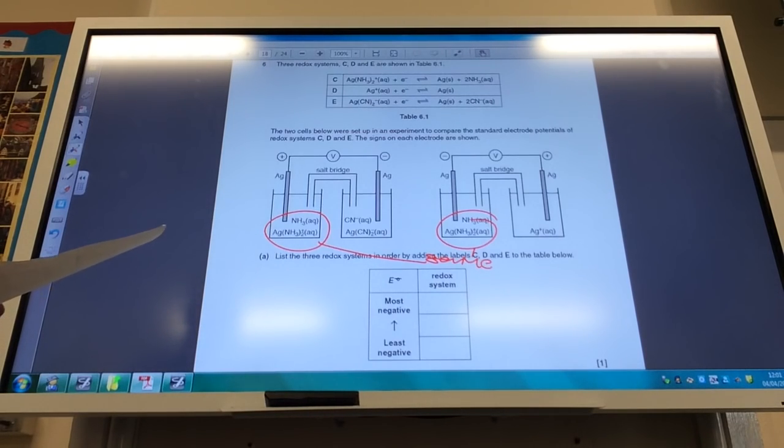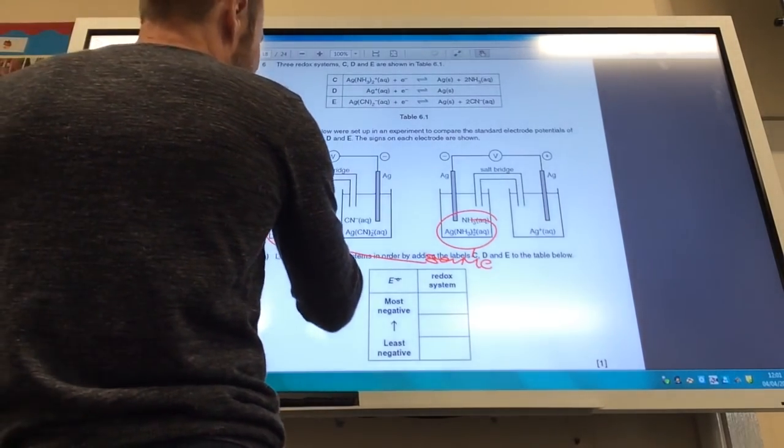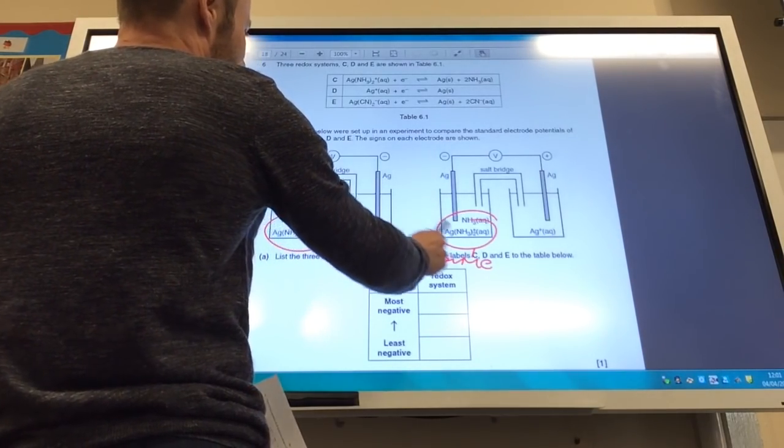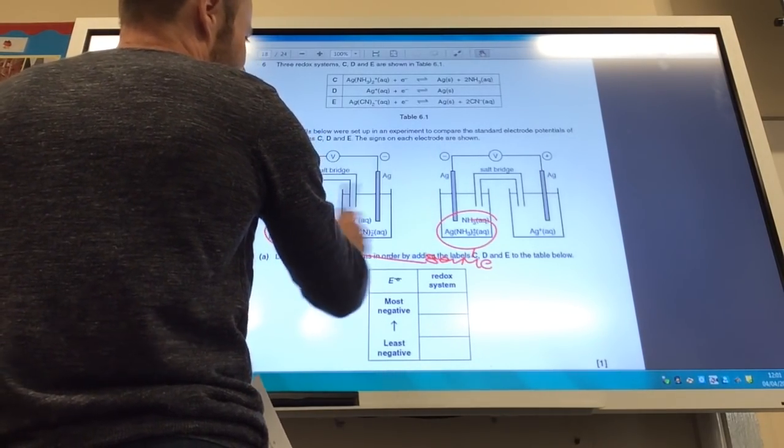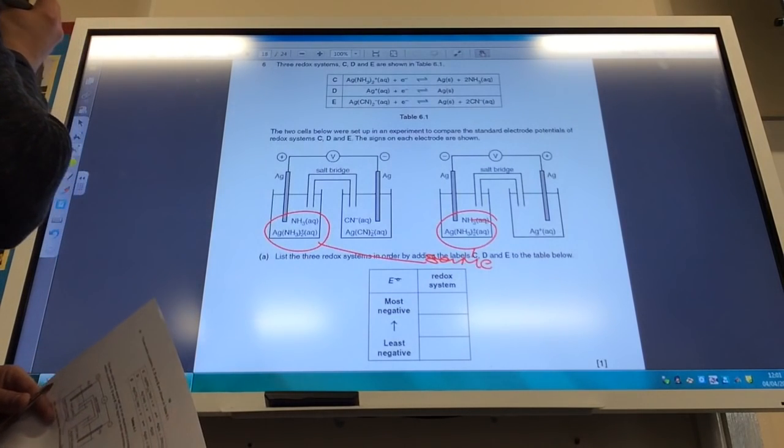Right, so this is quite an interesting question. I've got three redox systems, which they've shown me, and they've set up two cells, and they want me to list the three redox systems in order by adding the labels C, D, and E to the table. Key thing to note is these two are the same. So that cell and that cell are the same half cell.